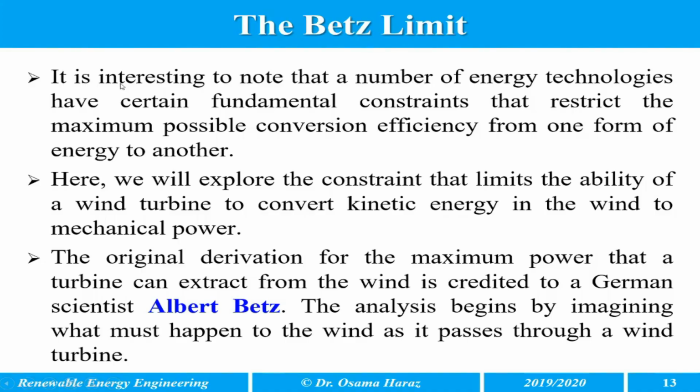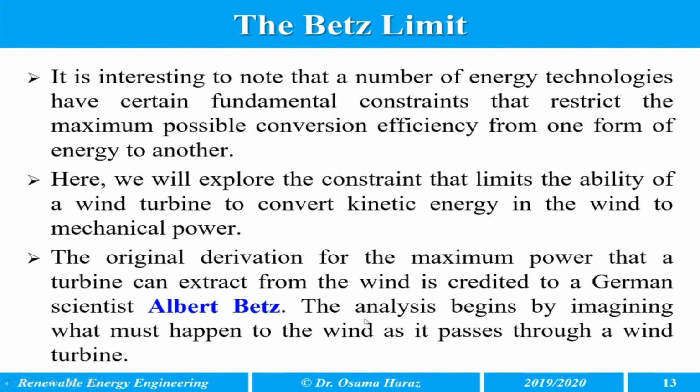So it is interesting to note that a number of energy technologies have certain fundamental constraints that restrict the maximum possible conversion efficiency from one form of energy to another. Here we will explore the constraint that will limit the ability of a wind turbine to convert the kinetic energy in the wind to mechanical power. The original derivation for the maximum power that a turbine can extract from the wind is credited to a German scientist called Albert Betz.